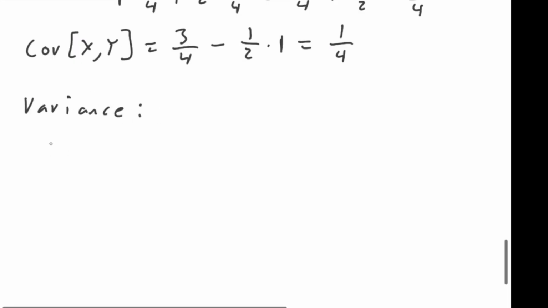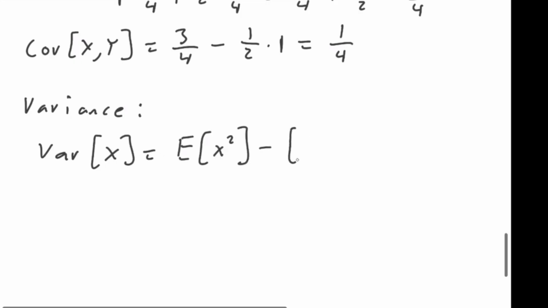So remember the variance of x is the expected value of x squared minus the expected value of x, squared. So we already have the expected value of x, right? And we can square it, but we need to find the expected value of x squared. So let's go ahead and do that.